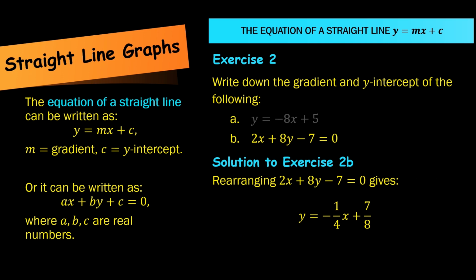So the equation is now in the form y equals mx plus c. And we can now see that m equals minus 1 over 4, and the y-intercept c equals 7 over 8.